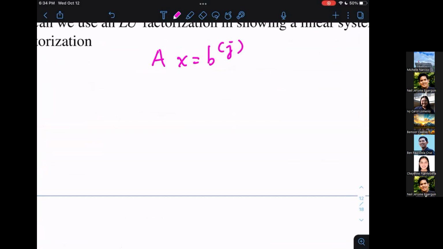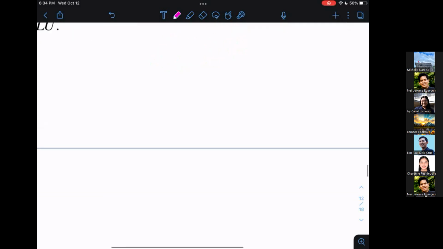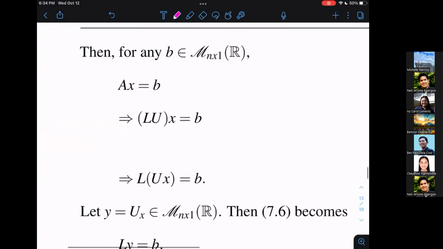Kasi ang kailangan mo na lang gawin ay back substitution na lamang kasi hindi mo na kailangang i-redo yung reduction into an LU system or into Gaussian, into row echelon form. Or hindi row echelon form, into row reduced form. Okay? So tingnan natin, ano yung idea dun sa pag-solve ng system?